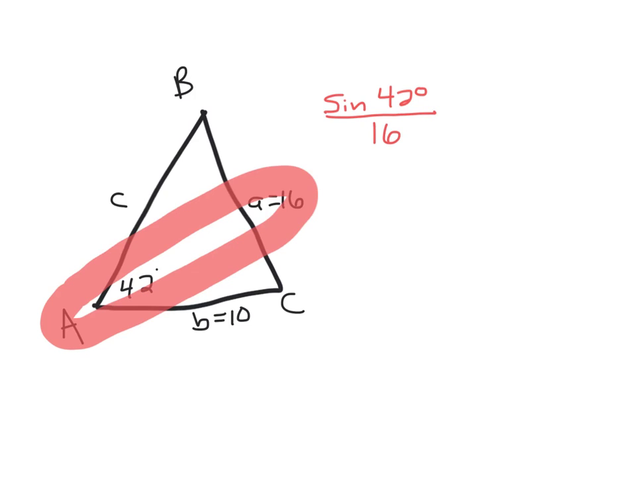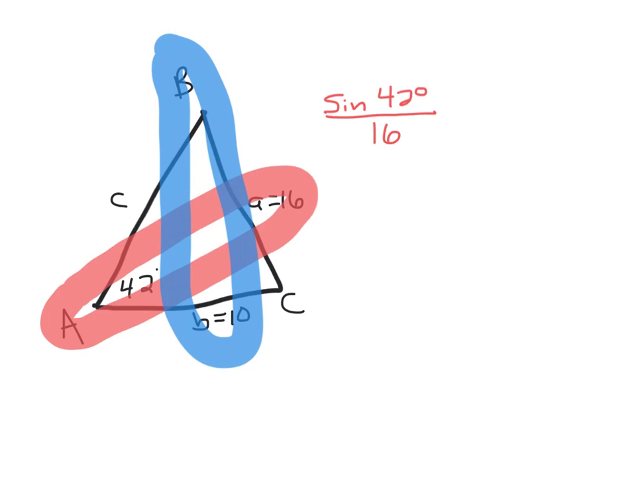Now that should be equal to sine of a different angle over its opposite side. Since we're trying to find angle B, we're going to use this here. So we will do sine of angle B over its opposite side of 10. And these will always be equal to each other. That's what the law of sines does.